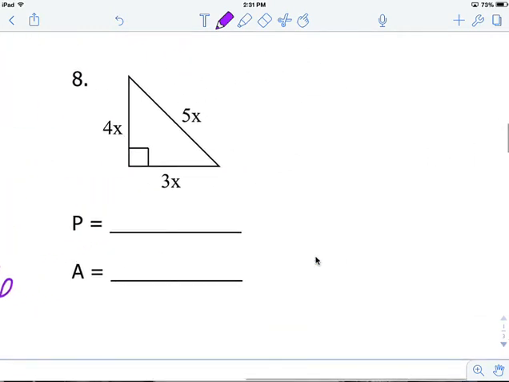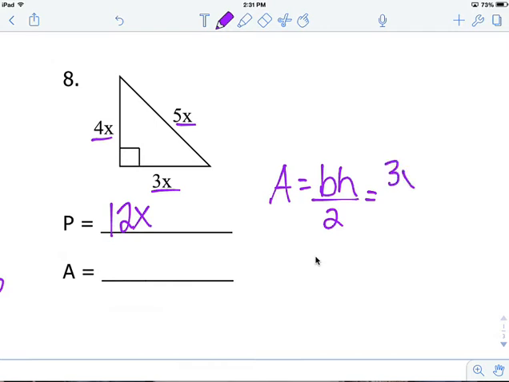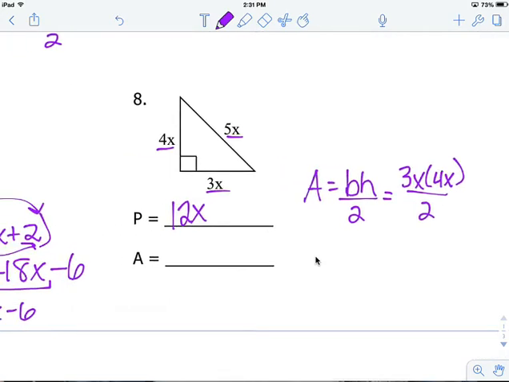Number 8, we're going to do the same thing. For perimeter, I'm just adding up all the sides. So 4x plus 5x plus 3x gives me 12x. But for area, I have to multiply base times height over 2. So I have 3x times 4x all over 2. We actually don't care about the 5x for the area. 3x times 4x is 12x squared, and 12x squared divided by 2 is 6x squared.